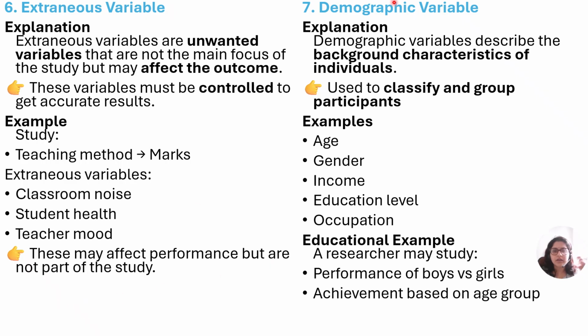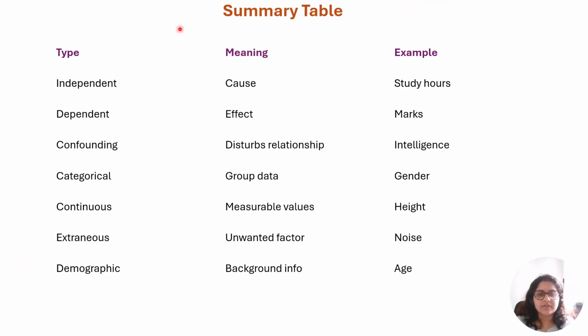Very important: demographic variables. They describe the background characteristics of an individual. What is the background an individual comes from? They are used to classify and group the participants. Examples include age, gender, income, educational level, occupation, etc. So students can be classified based on these variables. This is a summary table that I have provided for your clear and better understanding.